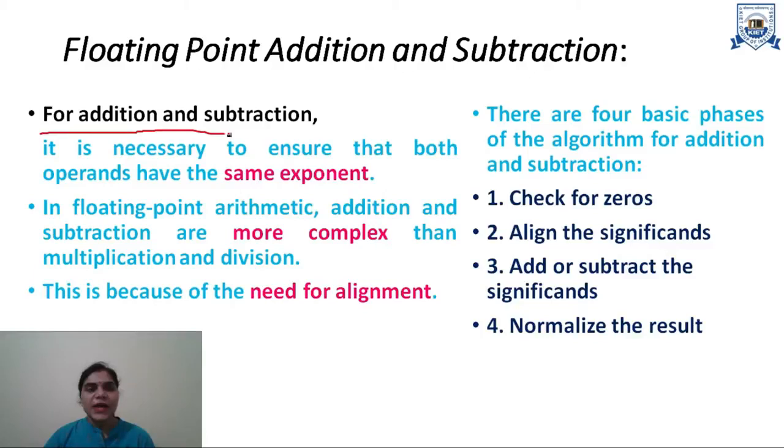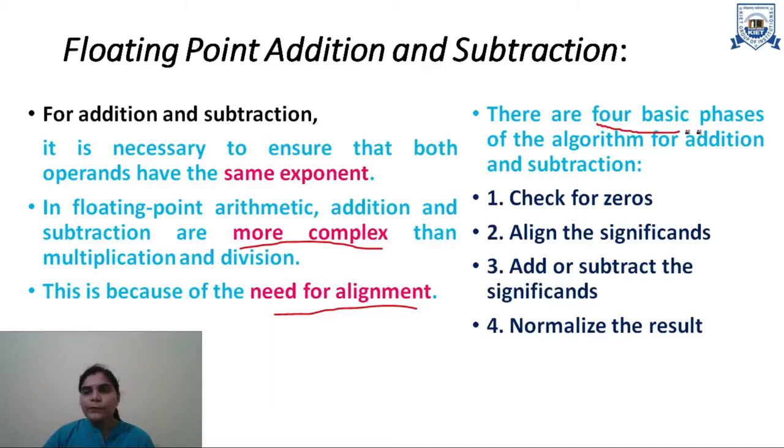For addition and subtraction, whenever two floating point numbers are added, it is necessary to ensure that both the numbers have the same exponent. If the numbers do not have the same exponents, then an alignment process will be done to make the exponents similar. That's why addition and subtraction in floating point arithmetic are more complex than multiplication and division.